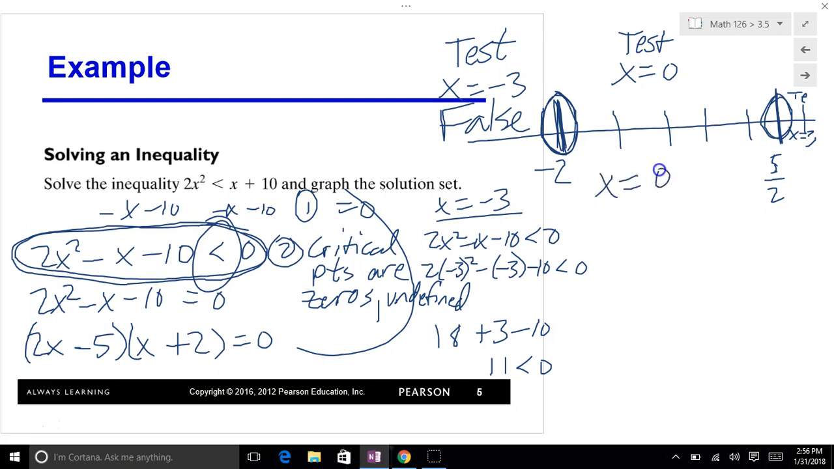When we test x equals 0 and we plug it in, we got 0 minus 10, we got negative 10. Is negative 10 less than 0? You bet it is. True.